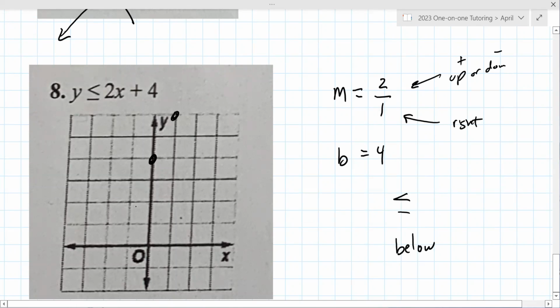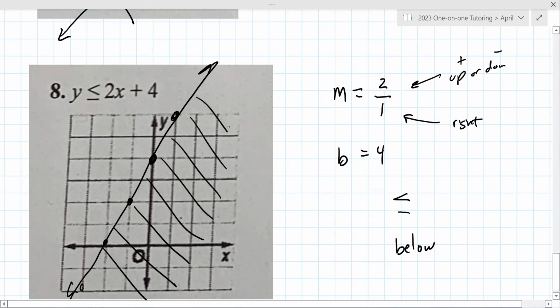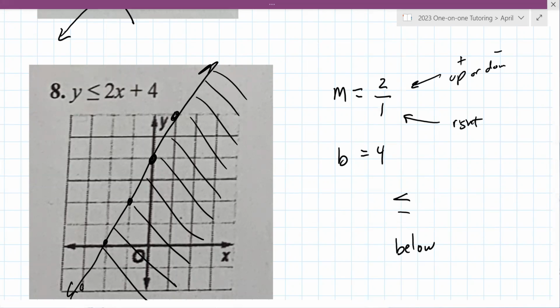So you got 1 point you can graph. I'll put a couple more in here. So your line should look something like that, and then below is over here. Does that at all resemble what you've got? Yeah, it does.